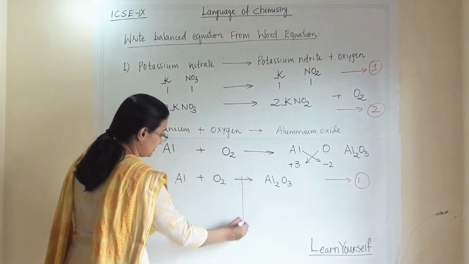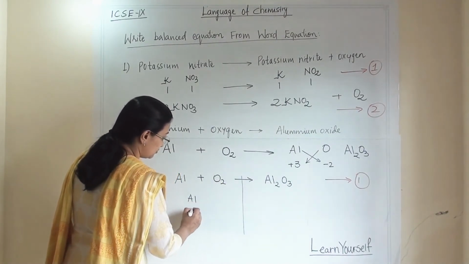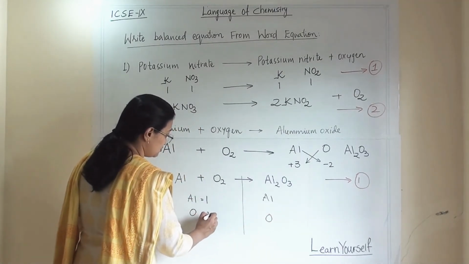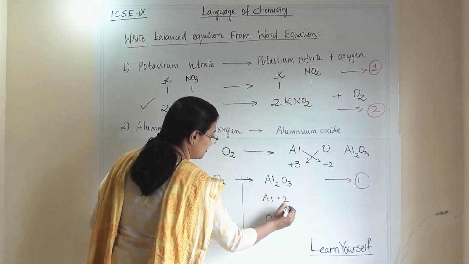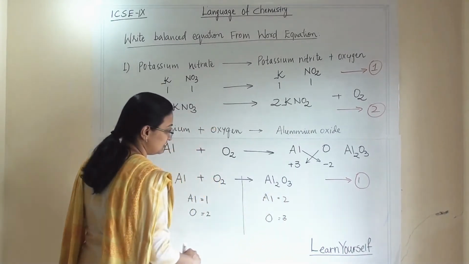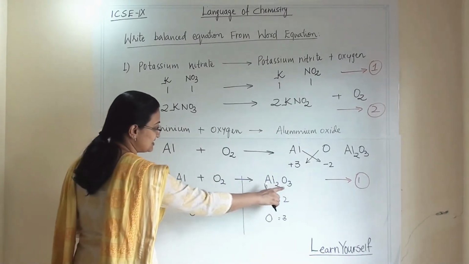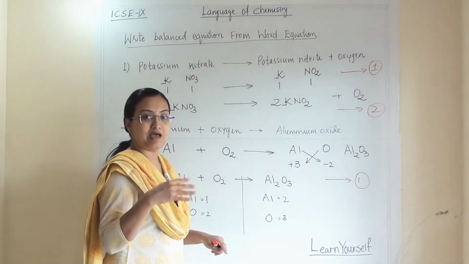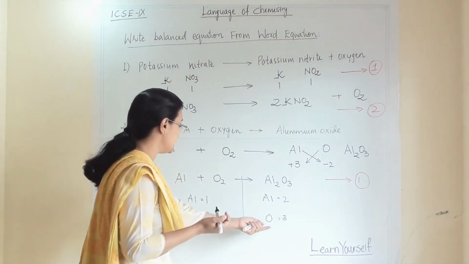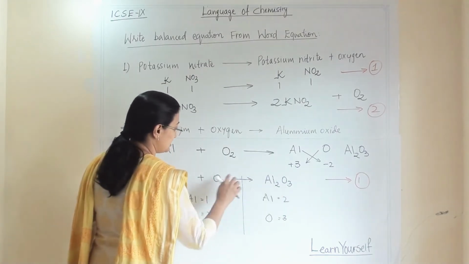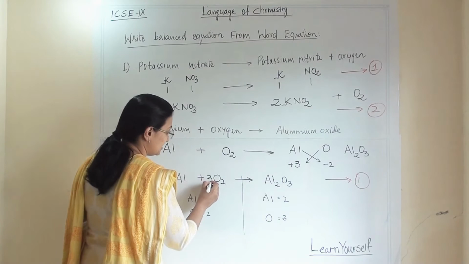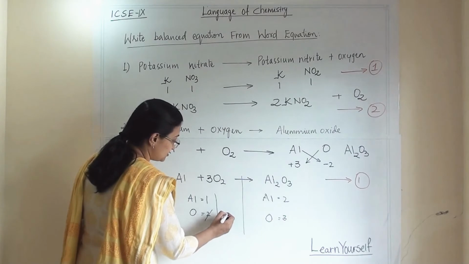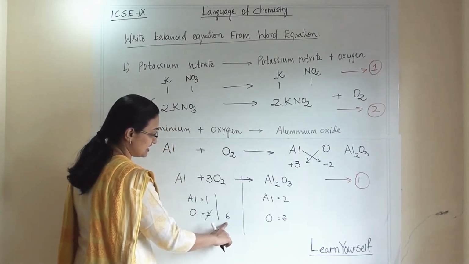We have Al and oxygen. Al is 1, oxygen is 2, whereas here Al is 2, oxygen is 3. So how are we going to balance it? Whenever it is 3 and 2, we can always balance it with the multiple of 6. So here it is 2 and here it is 3. So I am going to add here 3. So 3 into 2, now our new atoms of oxygen are 6 here.